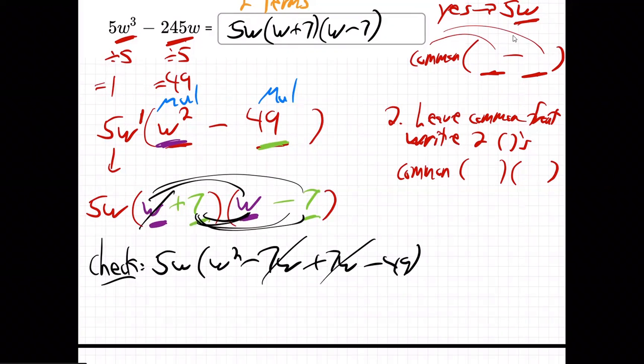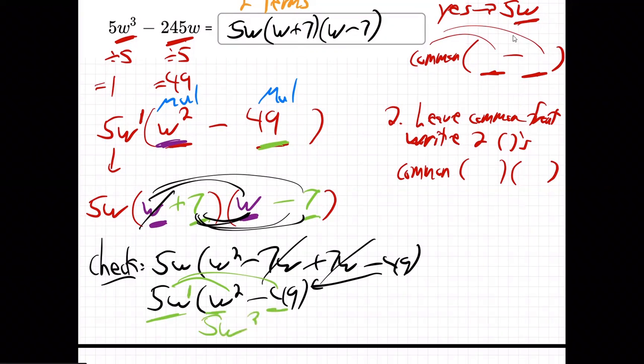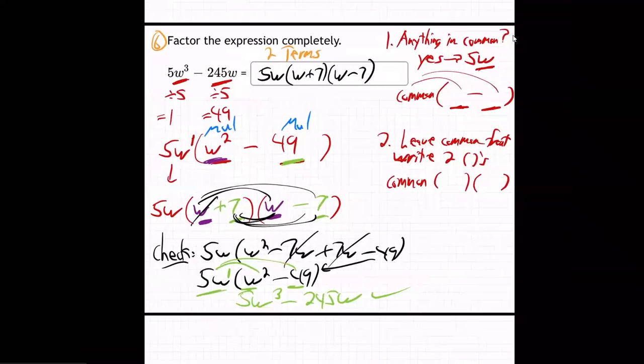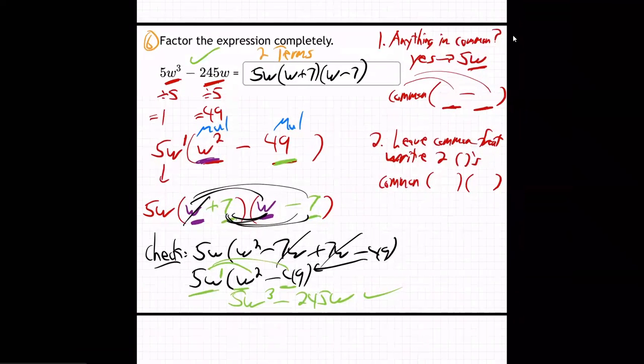See these guys cancel in the middle? Minus 7W plus 7W. And so that becomes, bring the minus 49 over there. And then just distribute this 5W, boom, and now it's his turn, right? 5W goes there and there. What do you get? Powers add, right? Invisible 1 power. 5W cubed minus 5 times 49, 245W. Check. See how that goes all the way back? Check to the beginning. It's exactly right. So this really is the right answer. And so there we go.